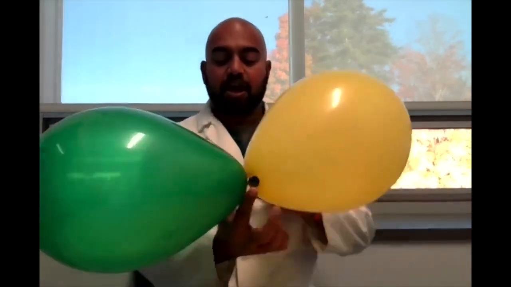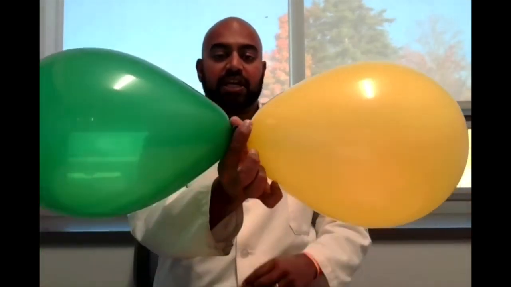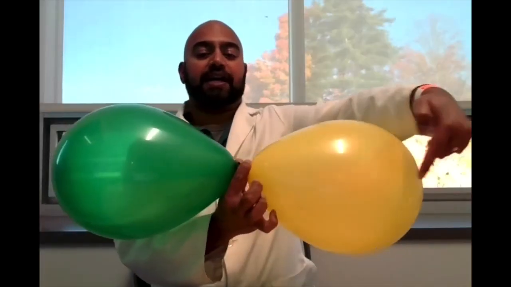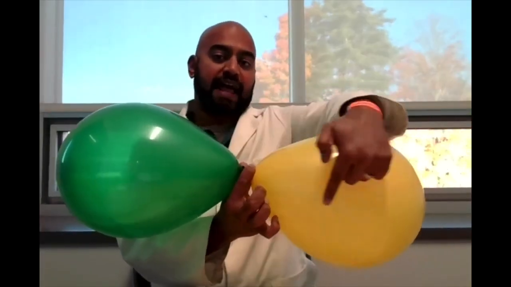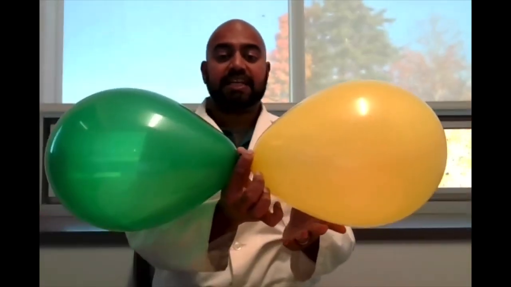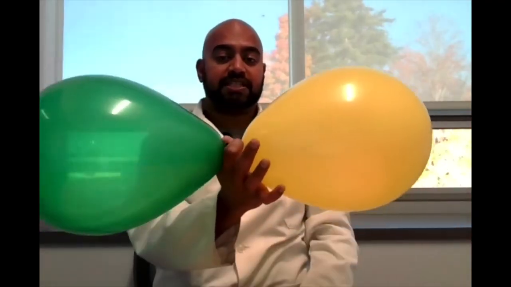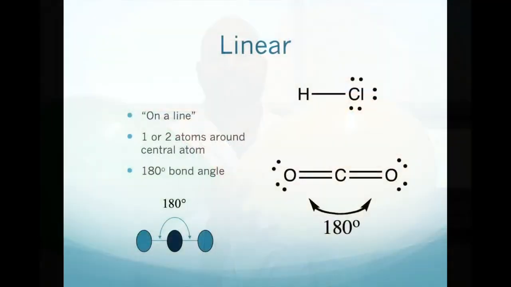So in the case of a linear molecule, the angle formed by the two atoms connected to your central atom is 180 degrees, all right? Because anything less than that, and the balloons start pushing against each other. And so this is where they are furthest apart, when they are in a straight line, which is where we get the name linear.